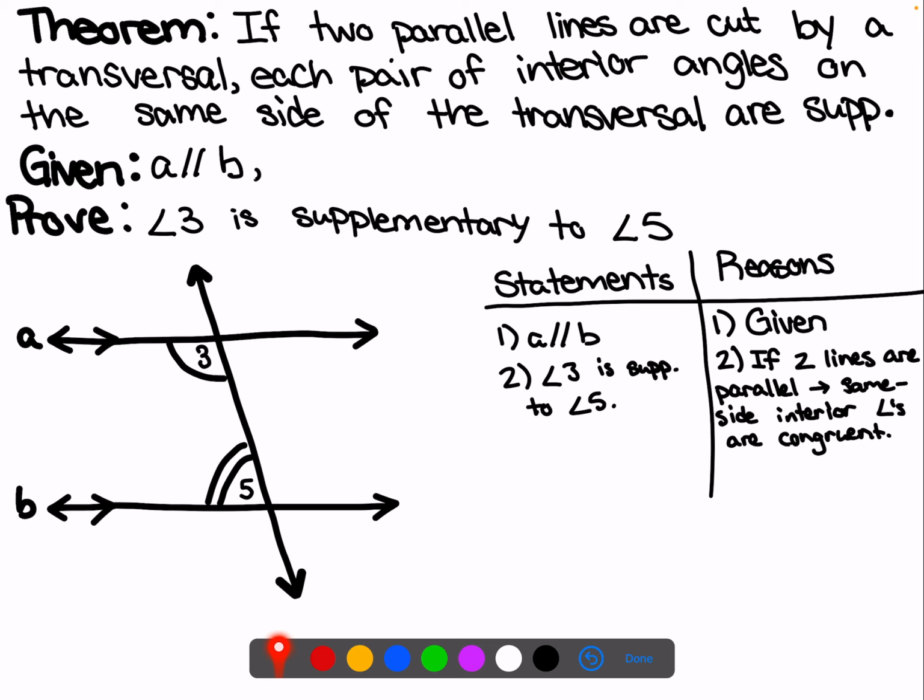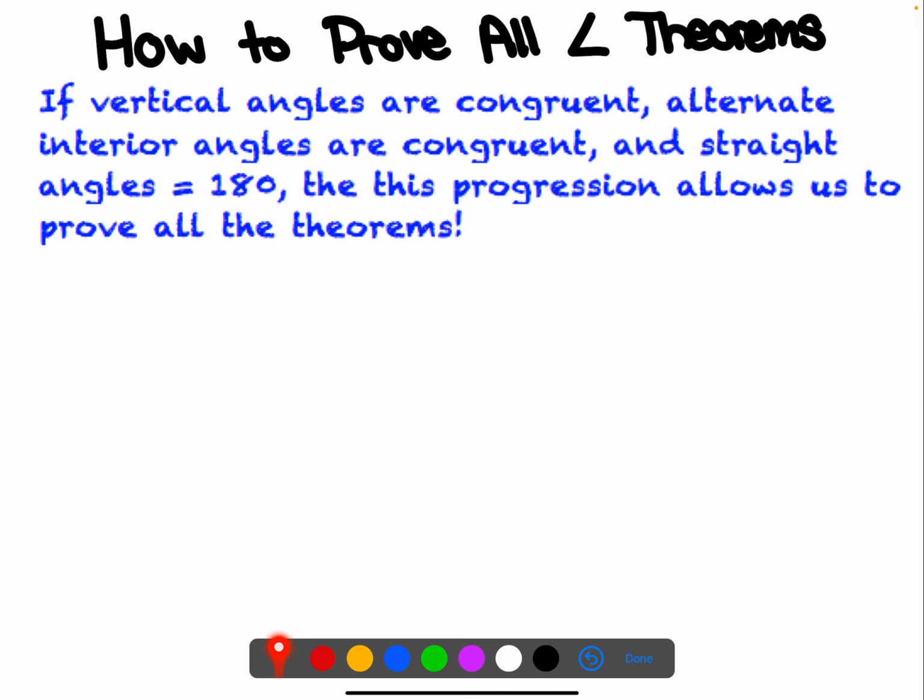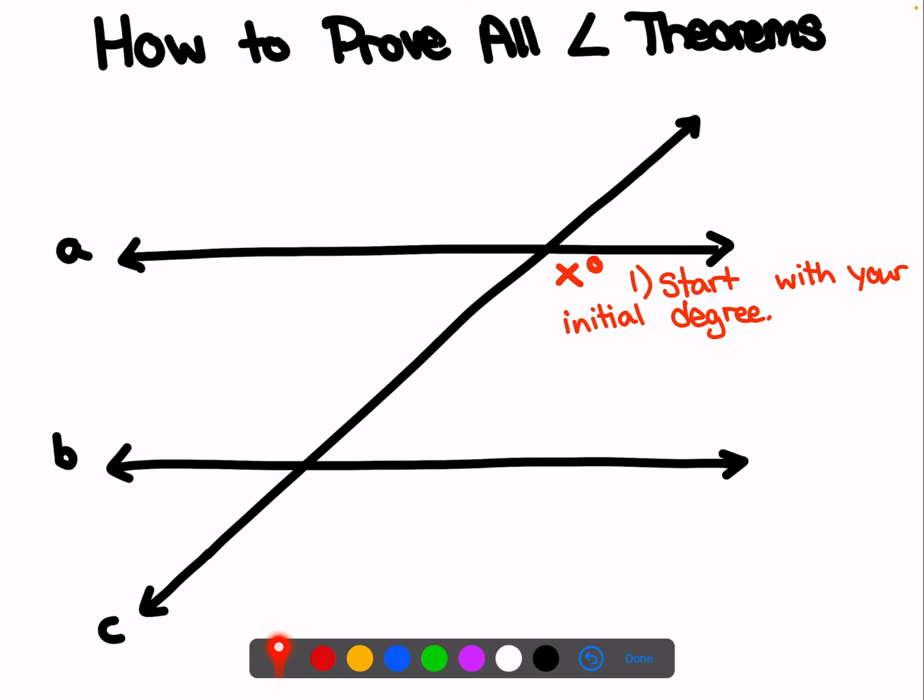Now, in order to prove all angle theorems, there are certain ways to do this, because we know that vertical angles are congruent, we know alternate interior angles are congruent, and we know straight angles equal 180 degrees. Just with this information alone, we can find every single angle within 2 parallel lines and a transversal, within these angle relationships. So the first thing that we do is we start with angle x degrees. We don't know how many degrees it is, it's just a random number. So we start with our initial degree here, x degrees.